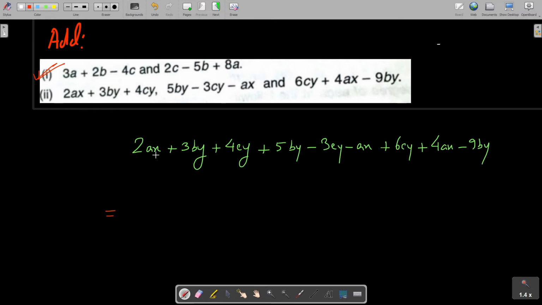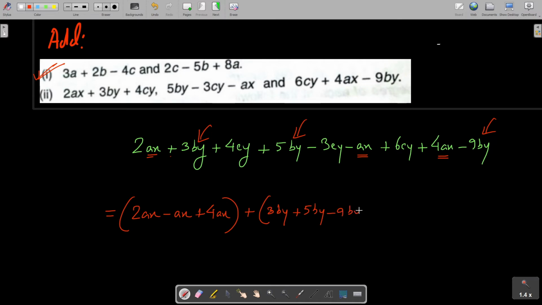So what variable do we have here? We have ax. We'll try to find ax. Where is ax? Here is one ax. Here is another one. Now we'll write them together. We'll write 2ax. Next we have minus ax and we have 4ax. Fine. Now let's go with the next variable. We have by here, another here, any other? Yes, the last one here. The sign is plus, so I'll write plus here. Then we have 3by plus 5by minus 9by.